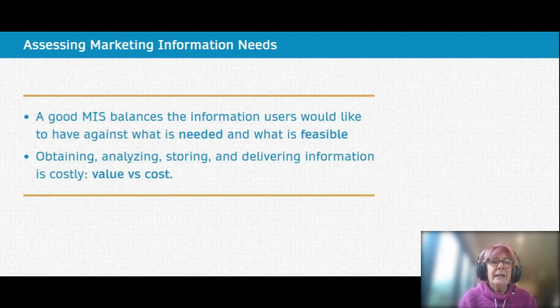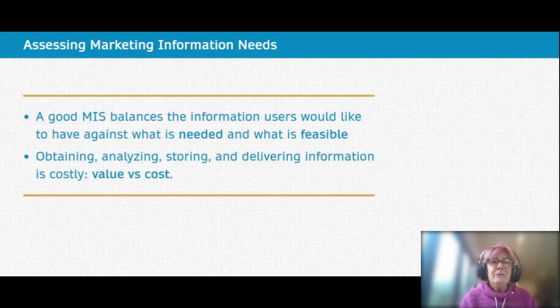So a good market information system balances those information needs, the information the users would like to have, against what is reasonable, what's feasible, what's cost effective. So there's always this balance to be had between the value of the information and what it costs us to collect that information. And a good marketing information system gets that balance just right. It collects enough information to answer the vital questions within the budget it has.